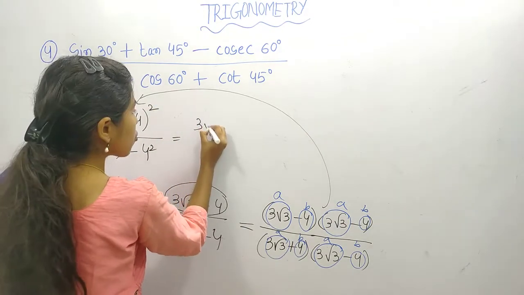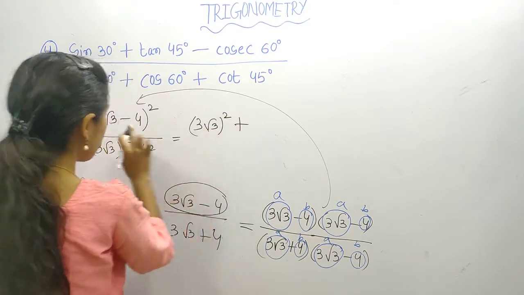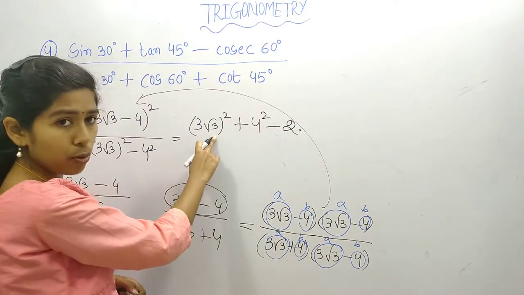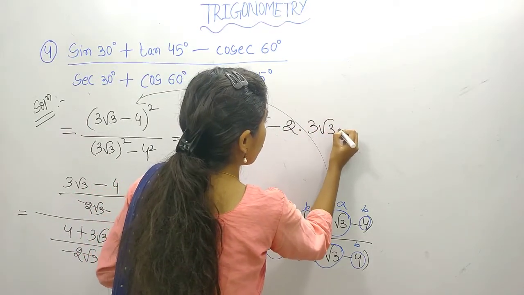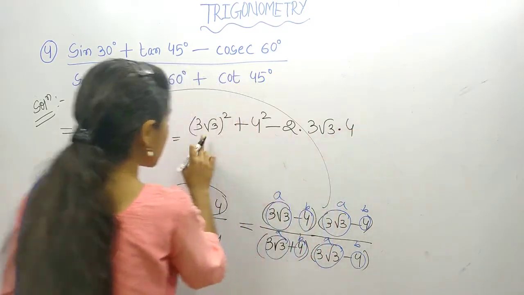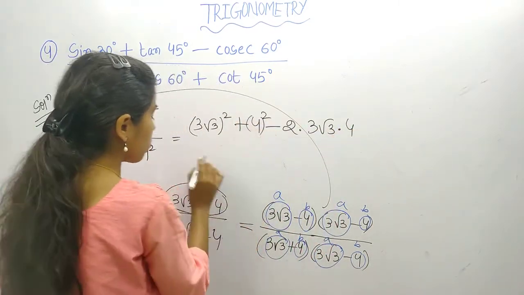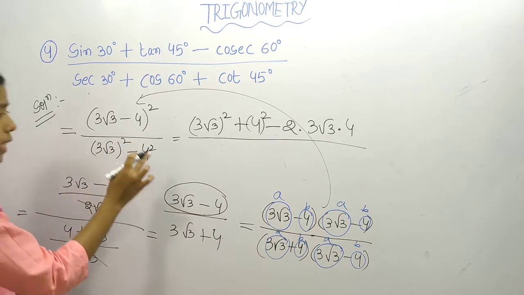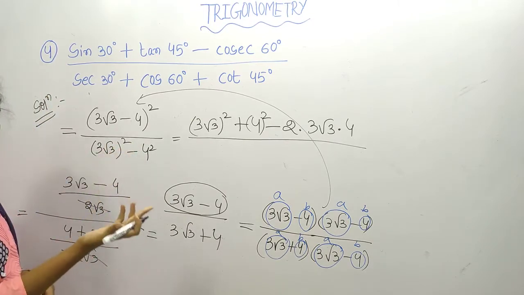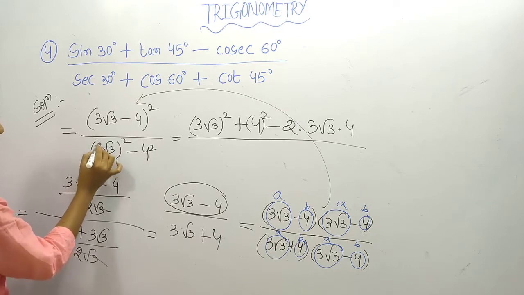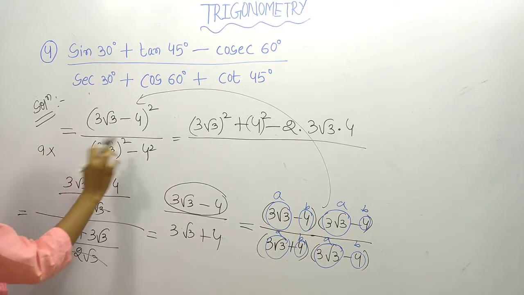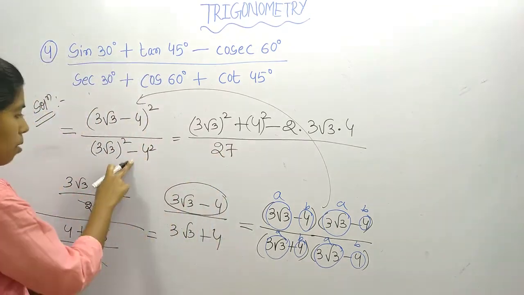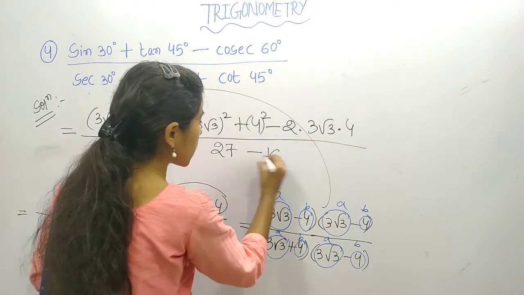Formula is A square plus B square minus 2AB. B is 4, A is 3 root 3, into B is 4. A square plus B square minus 2AB, okay, divided by 3 root 3 square. You see here 3 square is 9 and root 3 square is 3. So 9 into 3, here you see 3 square is 9, into root 3 square is 3. So 9 into 3, it will become 27, minus 4 square is 16, okay.